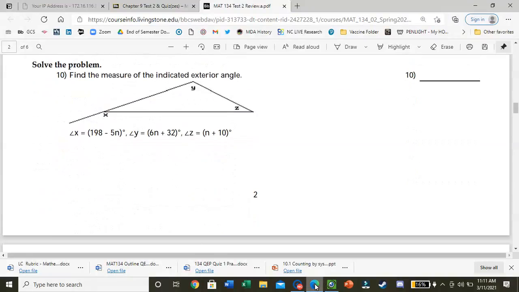let's take a look at problem 10. Find the measure of the exterior angle. So we've got angle X, Y, and Z. Which one of these would be the exterior angle? X is the exterior angle. That is correct. Okay, so we're going to go over this one too, because this one students tend to have some trouble with as well.